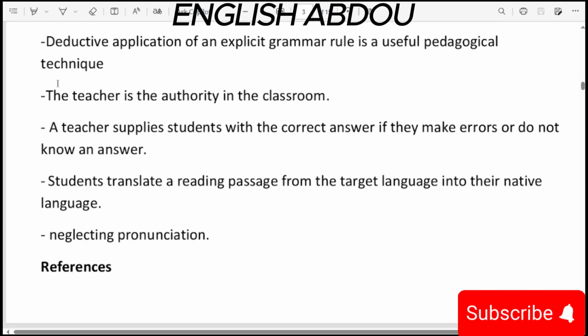The grammar: deductive application of explicit grammar rules is a useful pedagogical technique. So the grammar was taught explicitly, meaning the teacher from the beginning gave the rule, gave the exercise, gave the examples, and the students are passive. They cannot participate in the learning of the grammar. In general, the teacher gave everything in the class. So the teacher is the authority in the classroom. So no one can speak, no one can participate. So the teacher can do anything.